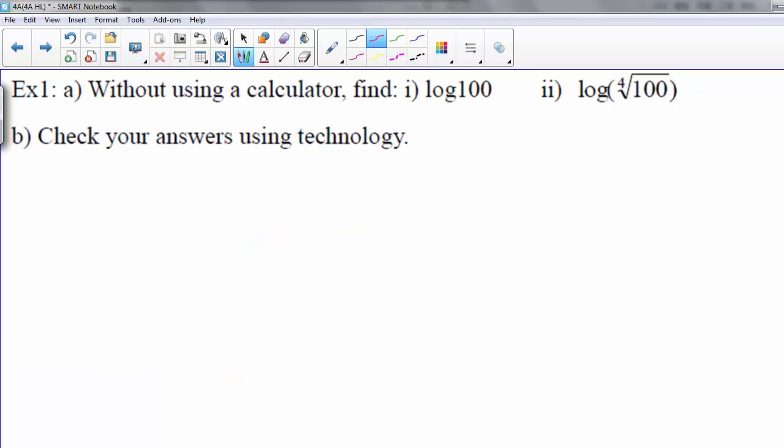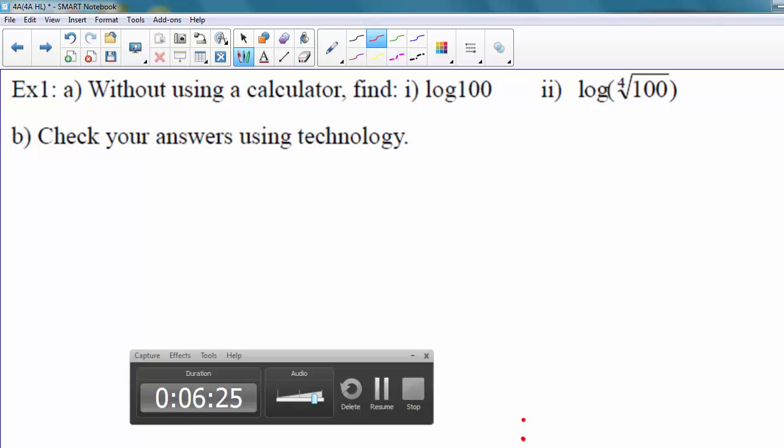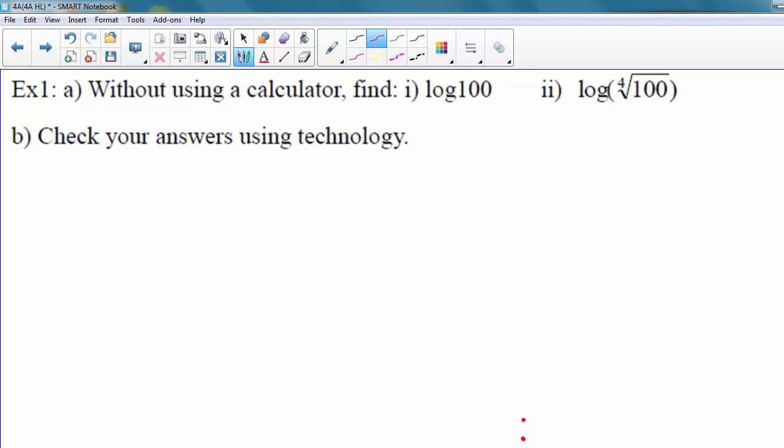Right now we need to find these two log values without using a calculator. Let's look at how to find the first one, log 100. You need to remember, if you don't see any base in the logarithm, that means the base should be 10. How can we find log 100 base 10?